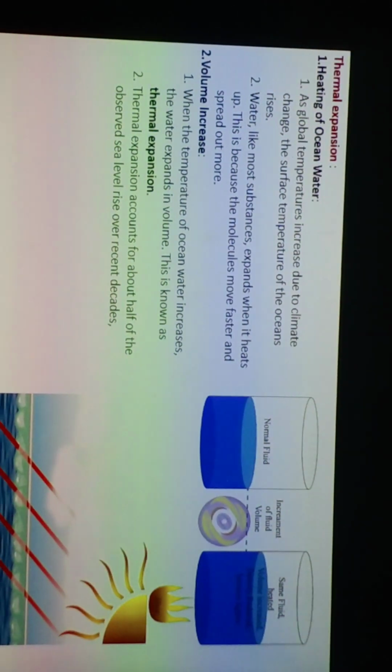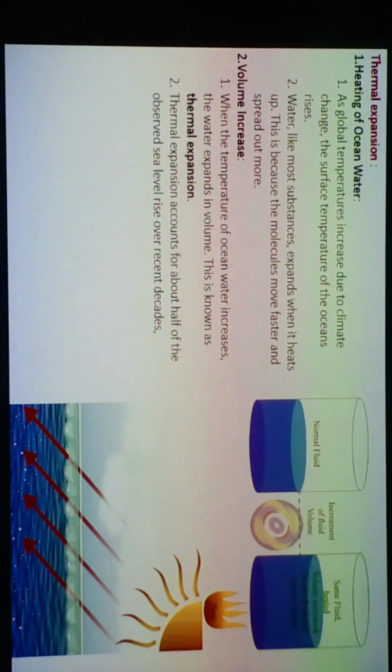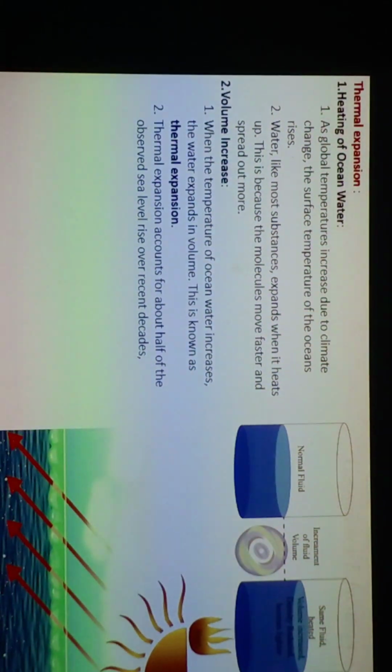To understand thermal expansion, we can take a simple example. When you take some water and heat it, the volume of the water increases. Similarly in nature, due to climate change, global temperature increases, and due to the increase in global temperature, surface ocean temperature also increases, which leads to an increase in the volume of the water. This is known as the thermal expansion of water. Thermal expansion accounts for about half of the global sea level rise in recent decades.